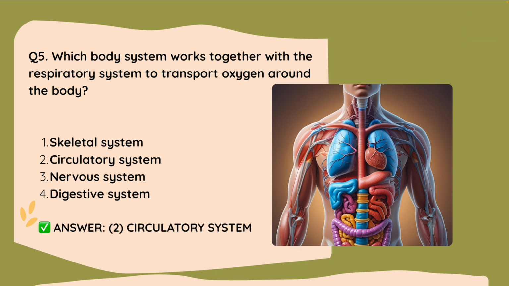The answer is 2. Circulatory system. The respiratory system brings oxygen into the lungs, and the circulatory system transports that oxygen through the blood to the rest of the body.